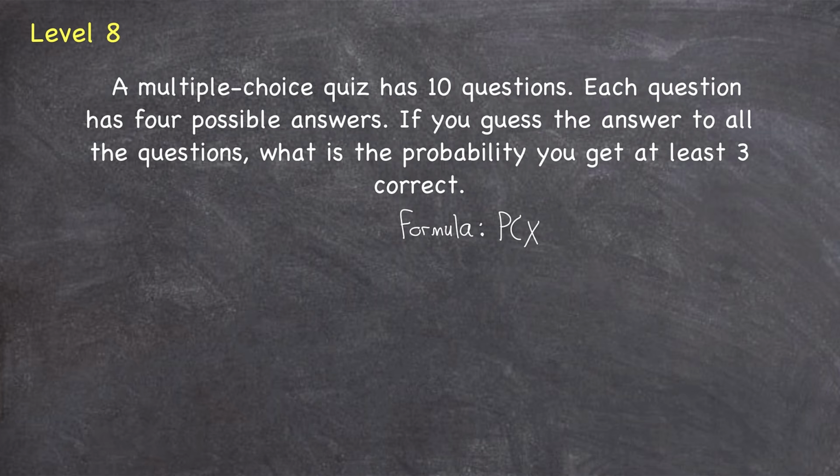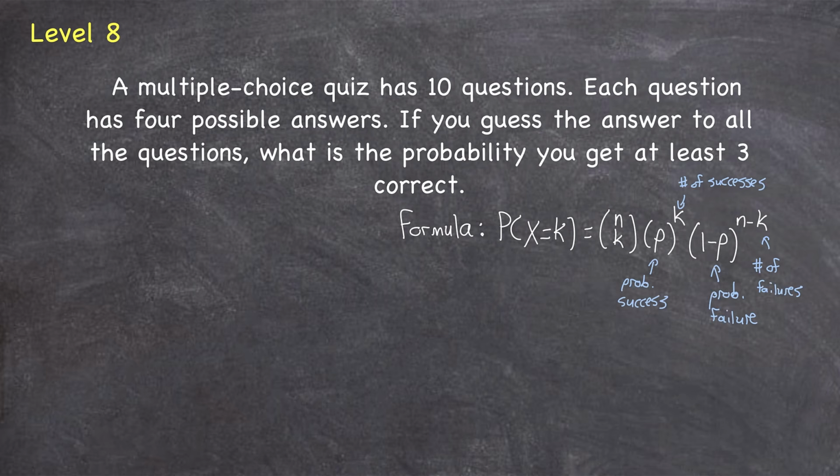The formula for a binomial probability distribution looks like this. The probability that your number of successes equals k equals n choose k times the probability of success to the exponent of the number of successes times the probability of failure to the exponent of the number of failures. And for this question, we'll have to use this formula a bunch of times. Well, what are the different options for the number of questions you could get right on this 10 question test? You could get anywhere from 0 to 10 correct answers.